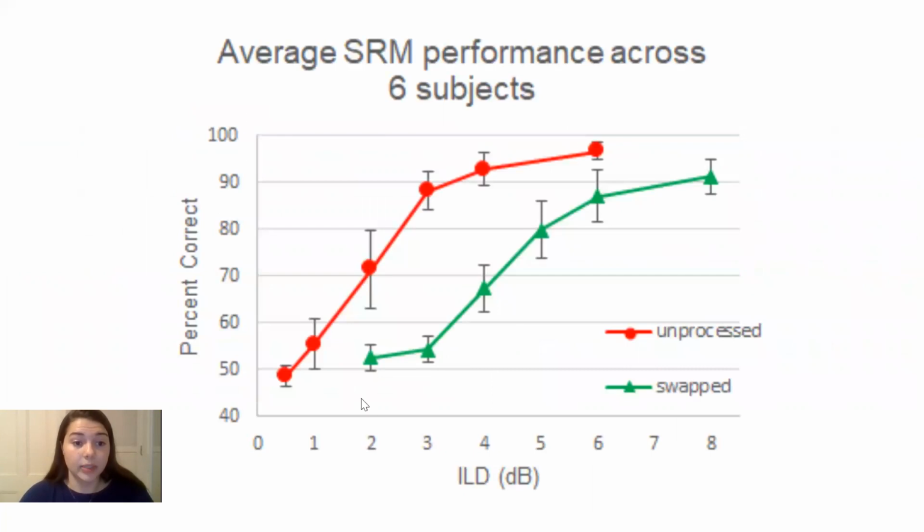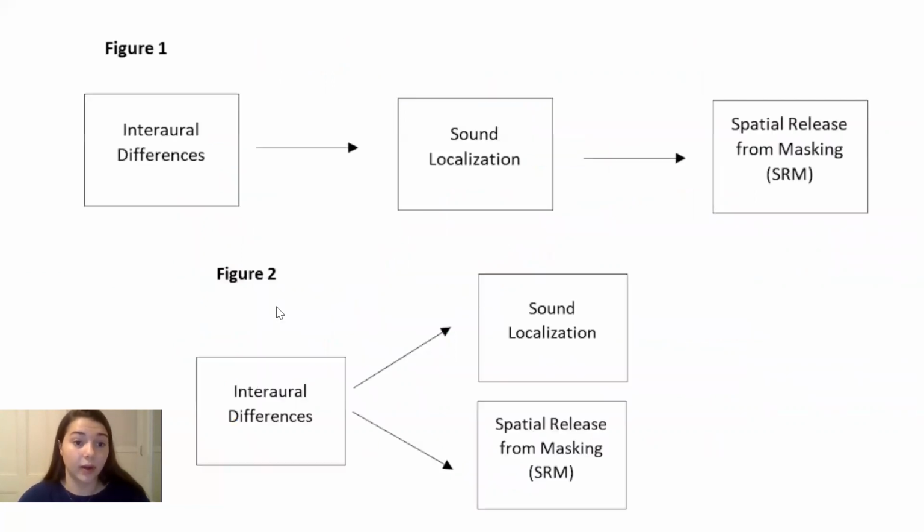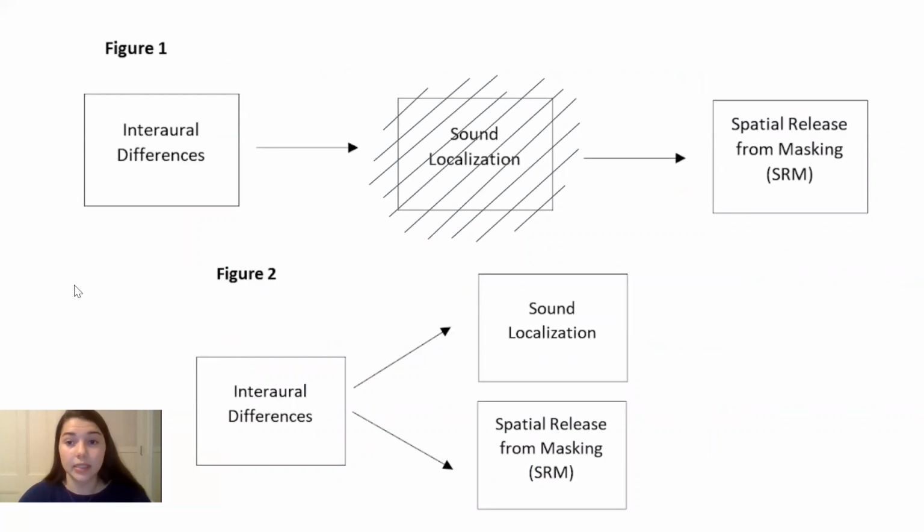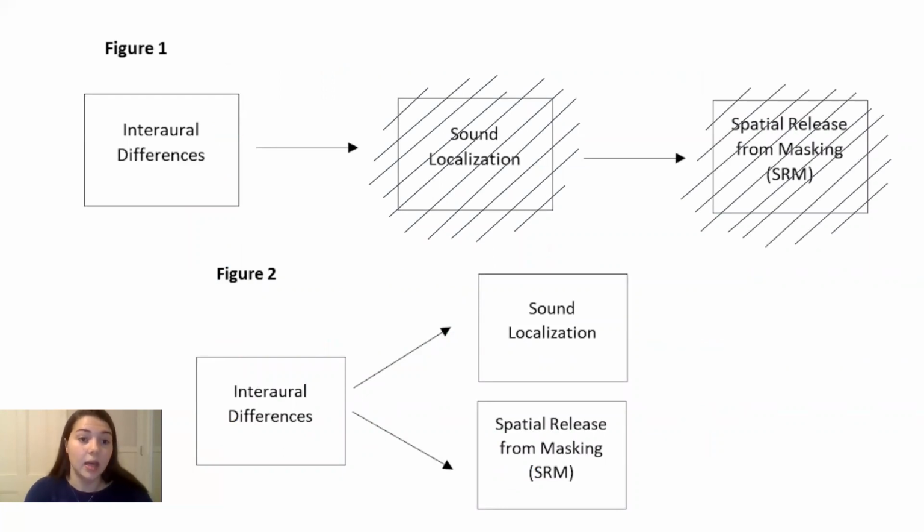So here are our results from that study. On the x-axis, we have the ILD, and on the y-axis, we have the % correct in identifying pattern 1 or pattern 2. As you can see, again, the unprocessed condition is significantly better than the processed condition, suggesting that when sound localization is degraded, spatial release from informational masking is also negatively affected, even though the binaural cues themselves are preserved. So if we go back to our figures, when we degraded sound localization, spatial release from masking was also negatively affected, suggesting that our auditory system follows a system more similar to figure 1 than figure 2.